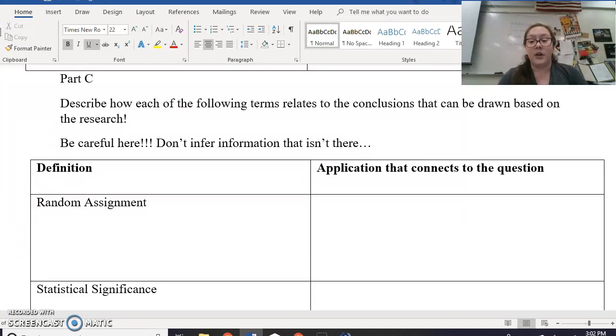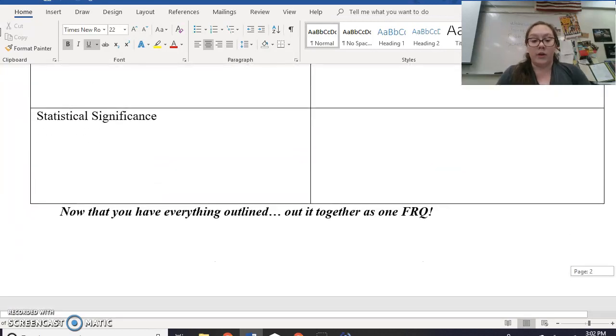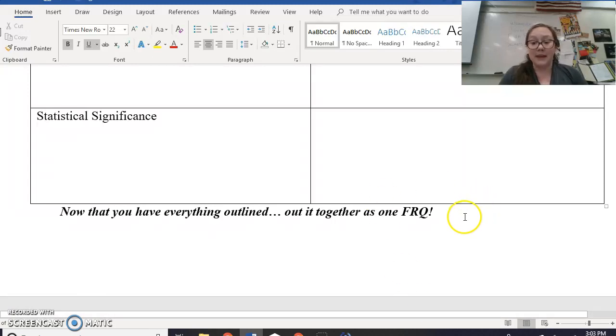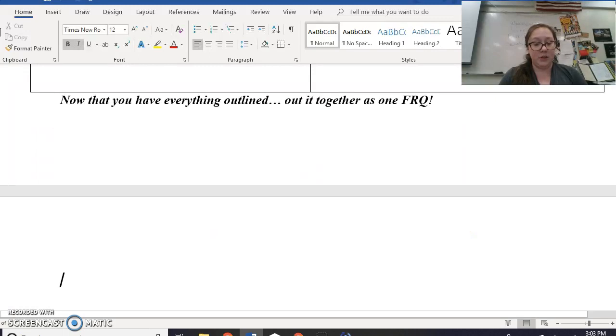All right, so once you are done with that and you have outlined, because I can't stress this enough, guys, after looking at the FRQs that you guys did as partners, use the outline. And once you have the outline done, then go back through and make it simple for yourself, okay? I'm going to show you right now.